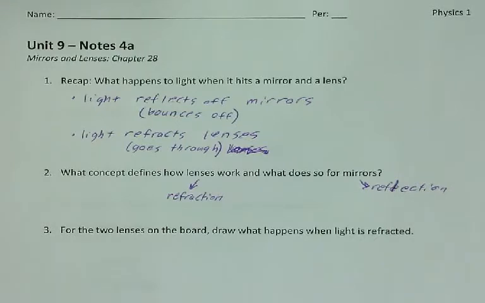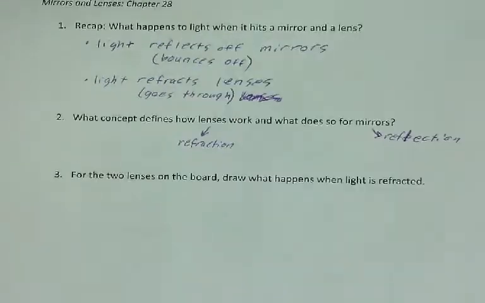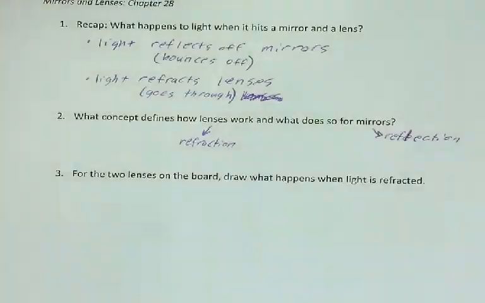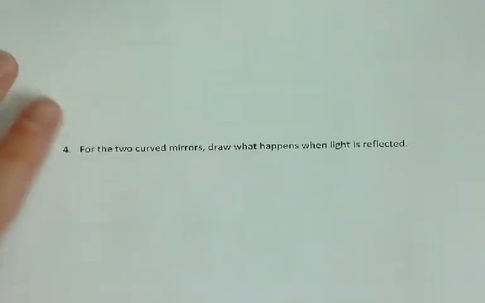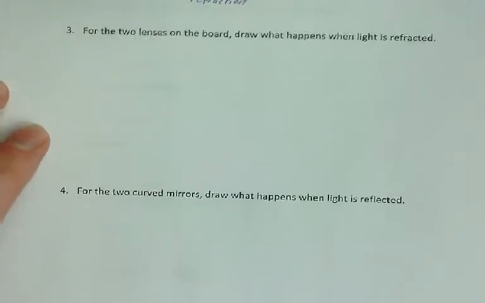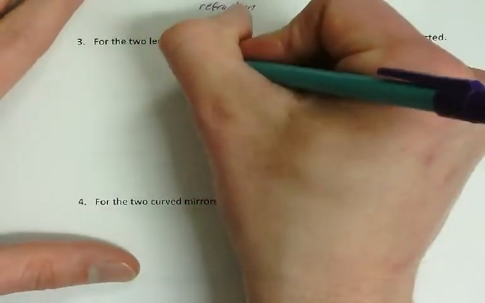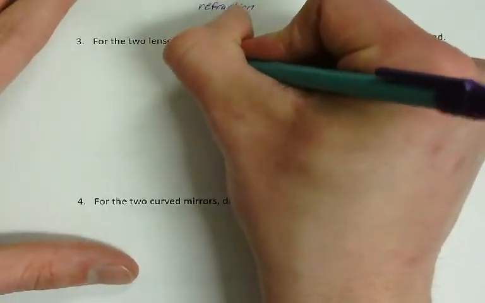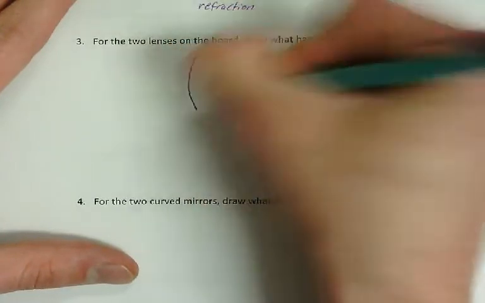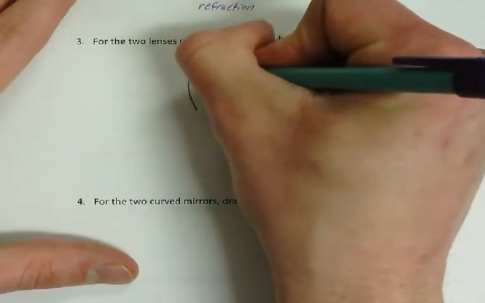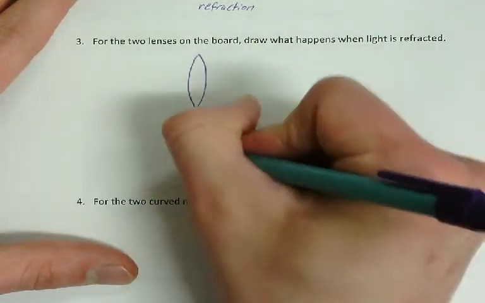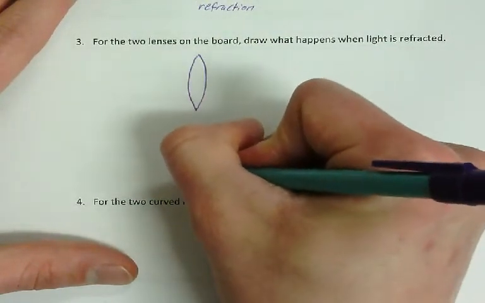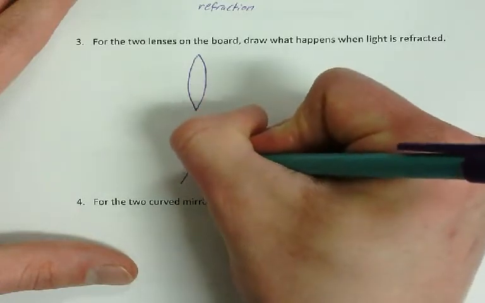Okay, so let's draw two examples of lenses and mirrors to show what they do, and to give you some examples of these. There are two types of lenses that we're going to talk about. They're called concave and convex lenses. The first type of lens looks like that one at the top. The second type of lens looks like this one here.